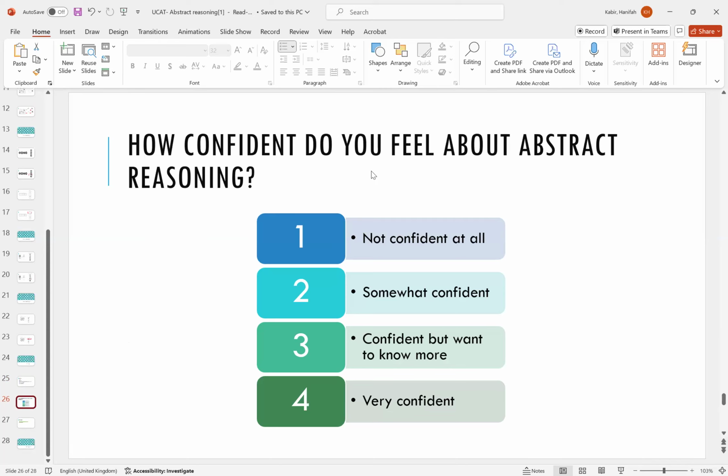Okay. Going to have a go at the second section that we're discussing today, which is QR. Can everyone let me know in the chat whether they're more confident in QR than AR? Okay, it seems like most of you prefer abstract reasoning.